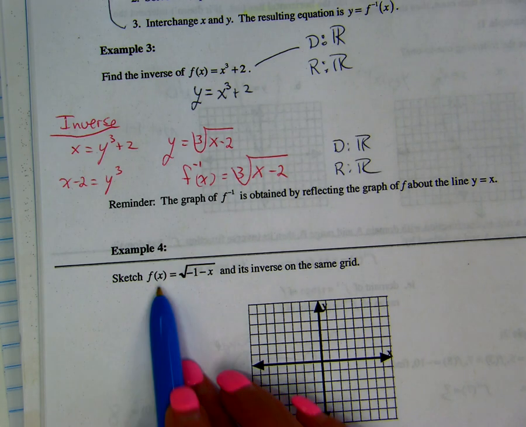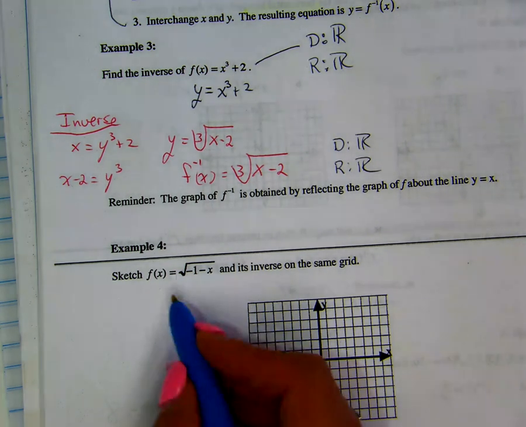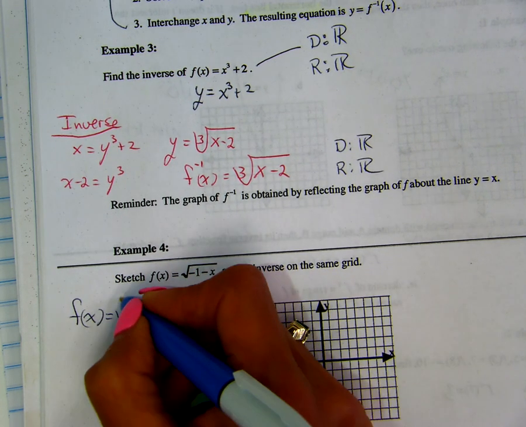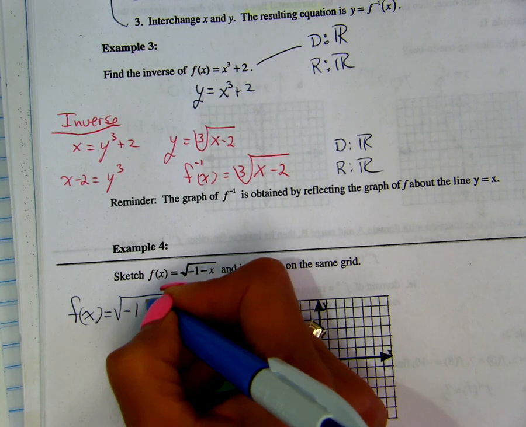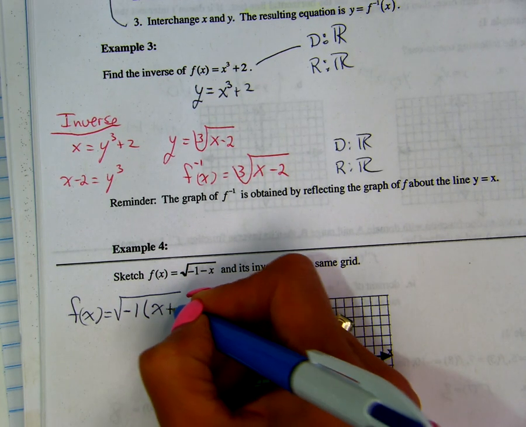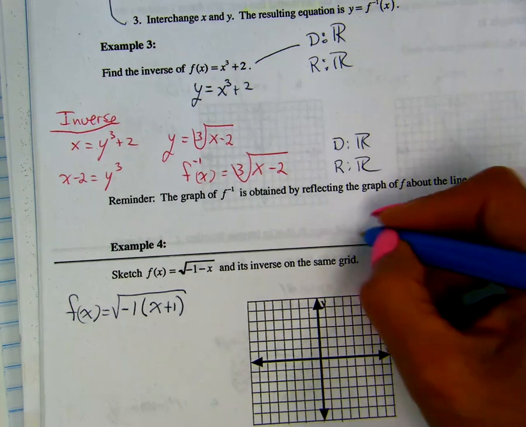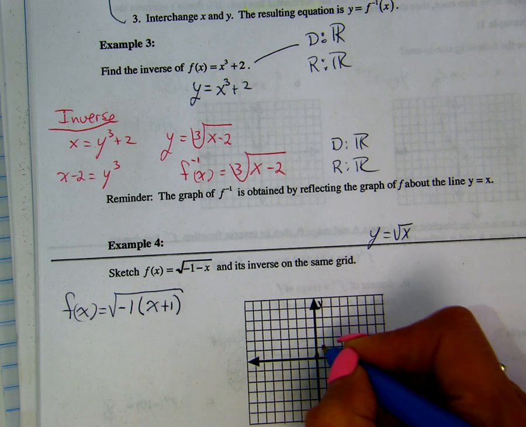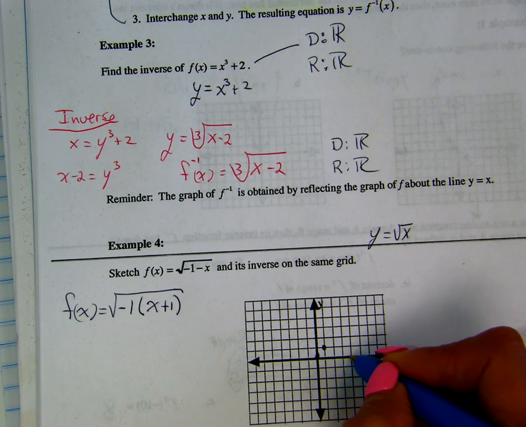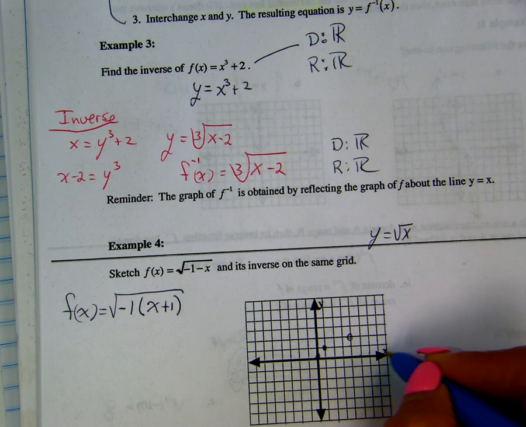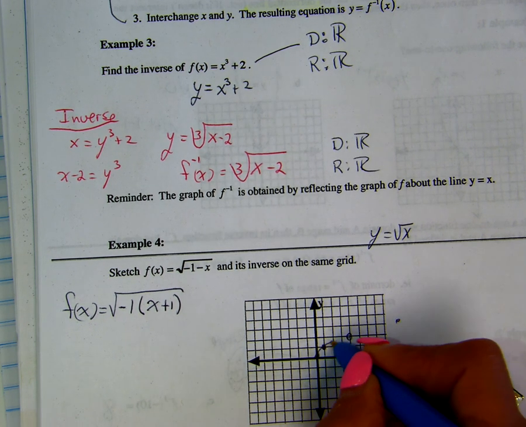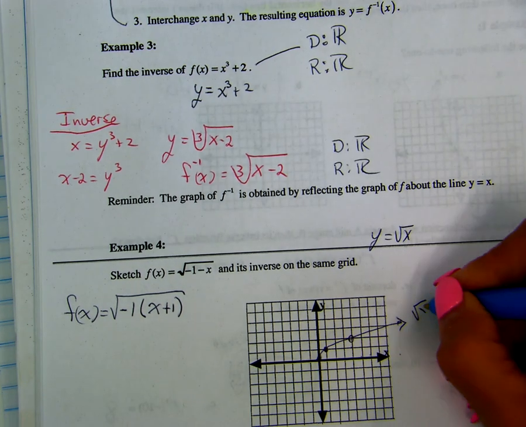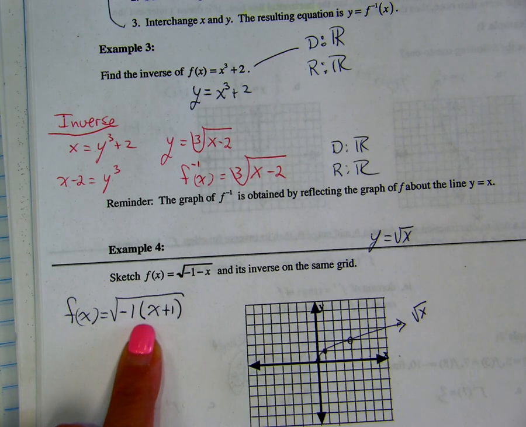Let's graph this function and its inverse on the same grid. So before I start, I'm going to write this radical function in preferred format, factoring out that -1. Because I know what this function y equals root x looks like. It looks like this. Okay, from your catalog of basic functions in Math 12, there's root x. What kind of transformations do I have?